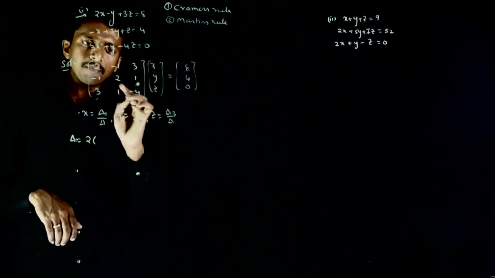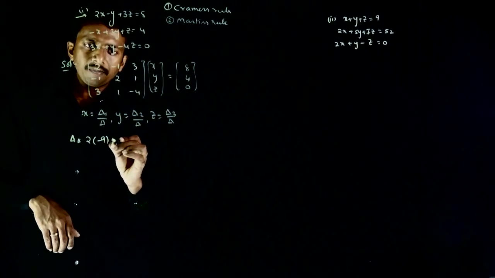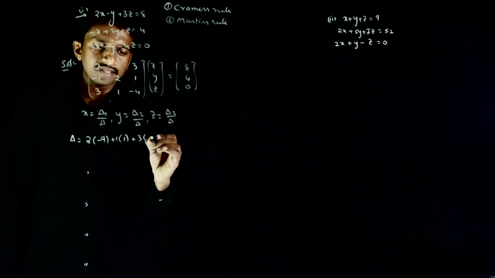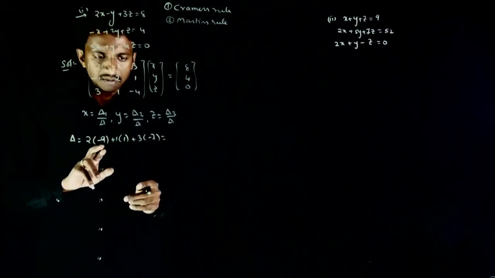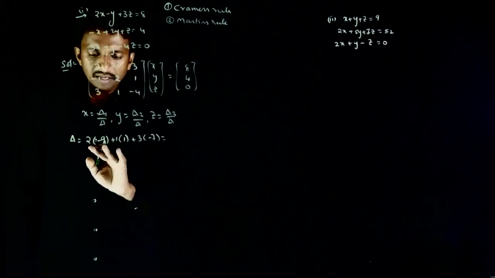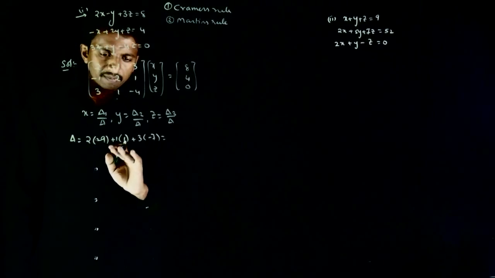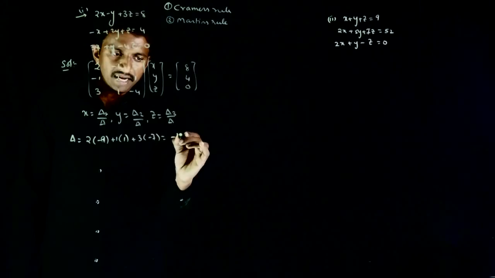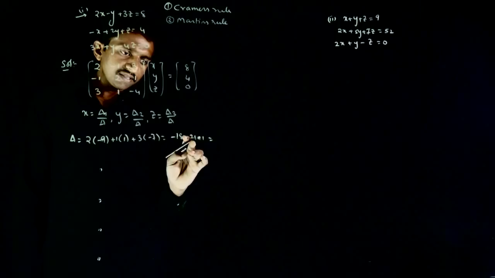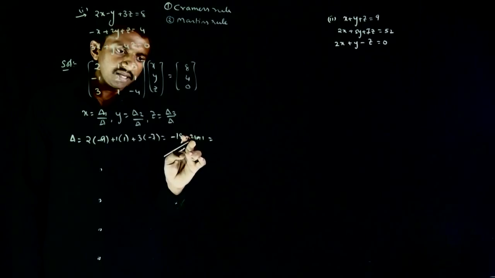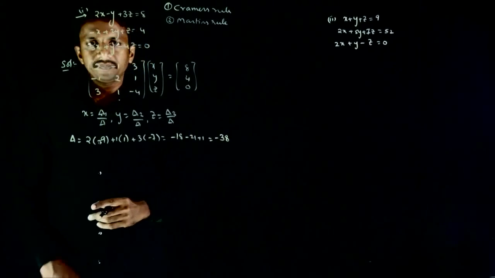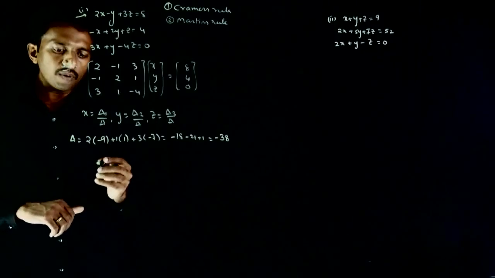So 2 into (-8 - 1) minus (-9 + 1)... expanding the determinant: 2 into minus 9 minus 1 into minus 8 plus 3 into minus 7, that is equal to minus 18 plus 8 minus 21, that is equal to minus 31... that is equal to minus 38 after simplification. So that's the delta. So इसके बाद delta 1 क्या है?